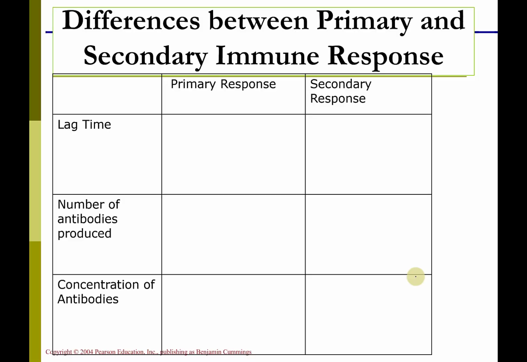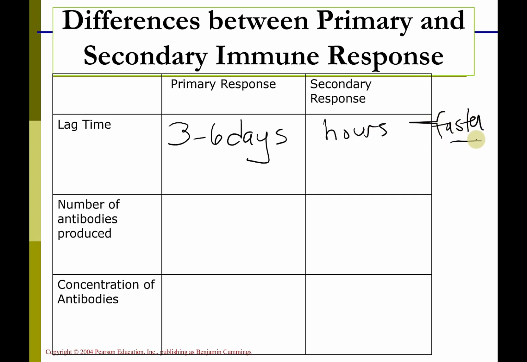So let's compare on this page here, and you may not have this slide. If you don't, please write it in. But this is showing us, again, the difference between the primary and secondary humoral response, which we just went over. So the first time an individual is exposed, the lag time, I think we said, was like 3 to 6 days before the body starts producing antibodies. But the second time you're exposed, the lag time is within hours. It is a lot faster. Sorry, that's supposed to say faster. So the response is faster.